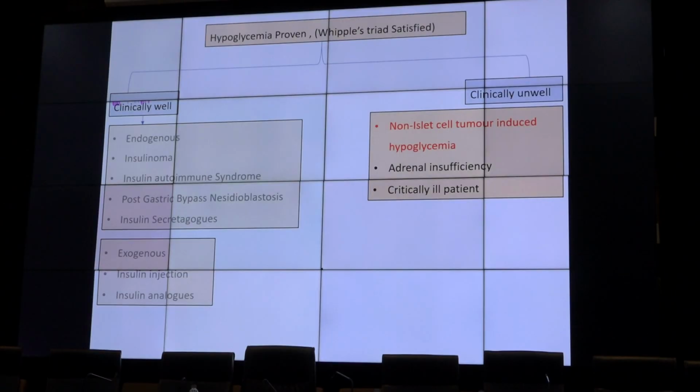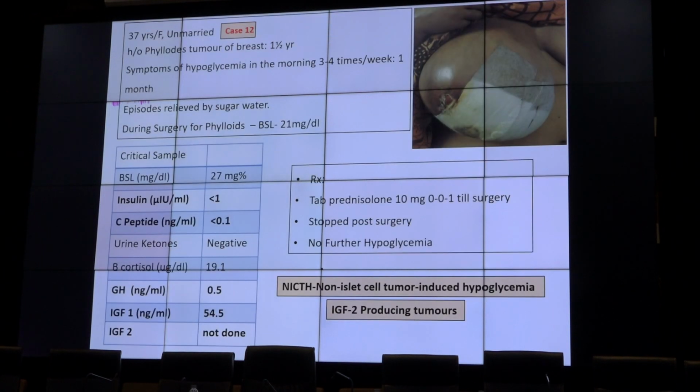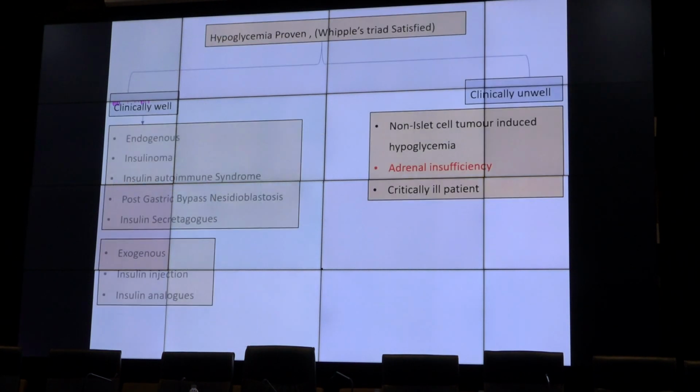Coming to clinically unwell cases, we get some rare cases like this, where a very big tumor in the body may produce insulin-like growth factors, as in this case of carcinoma breast. From TMH, we will get one case once in 3 to 6 months like that, with big mesenchymal tumors producing IGF-2 will produce hypoglycemia. These are straightforward diagnoses, and we have to palliatively manage them with steroids to counter the action of IGF-2 in these cases.